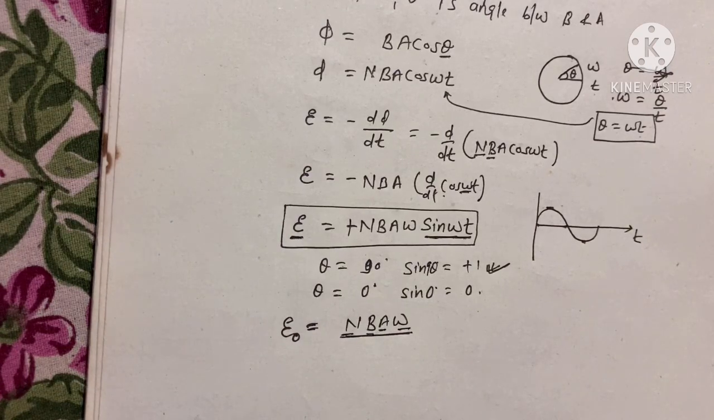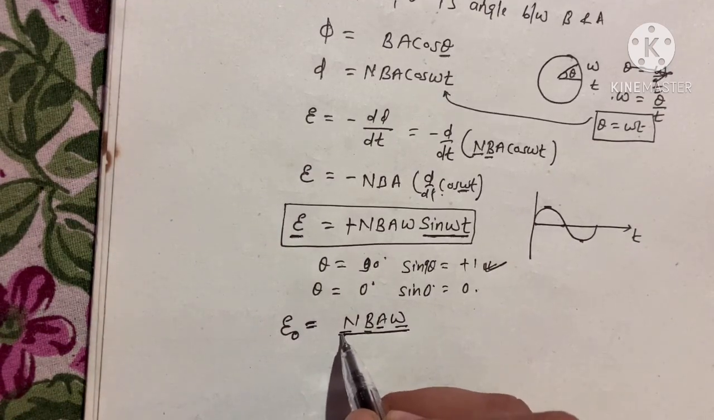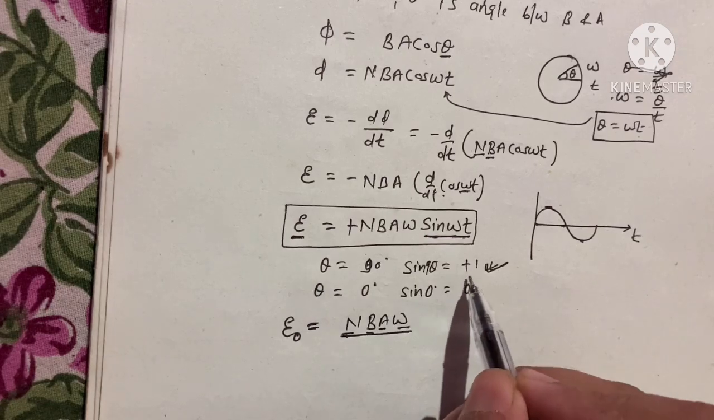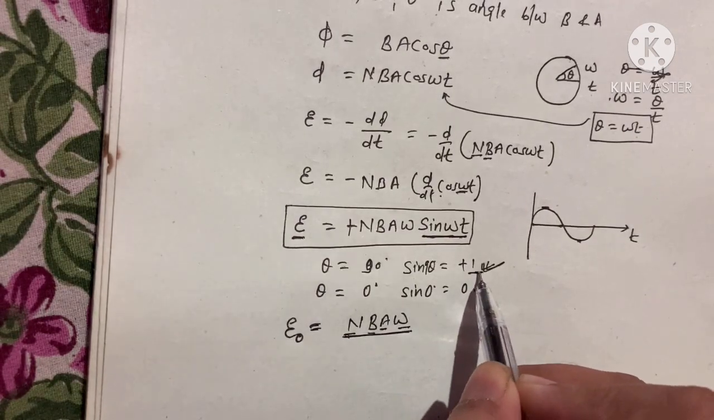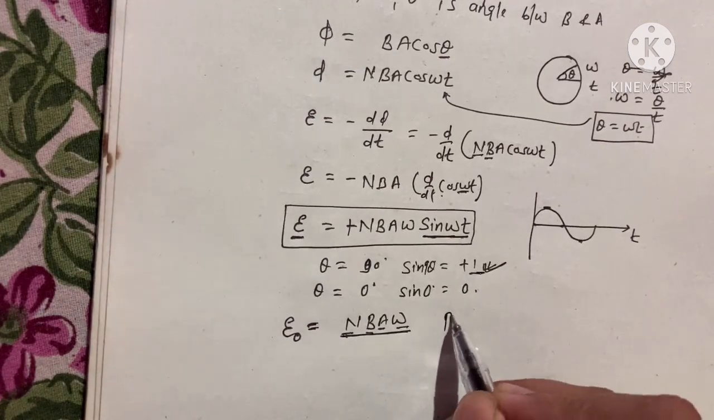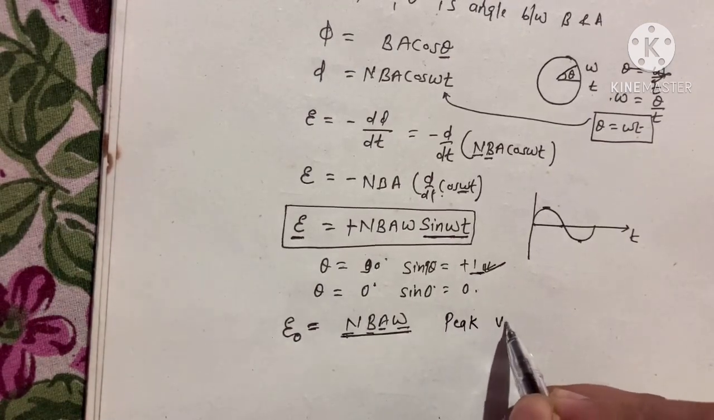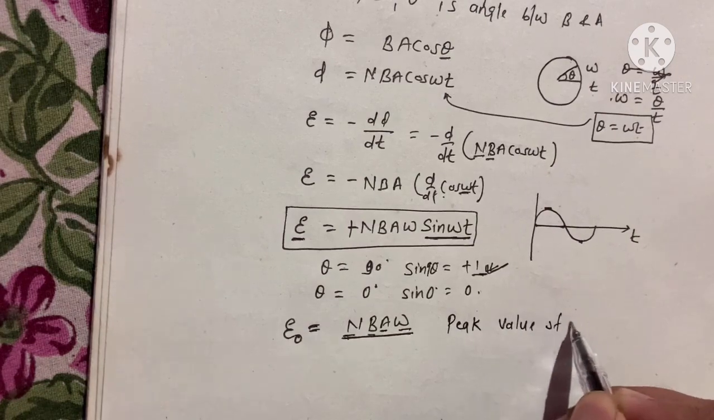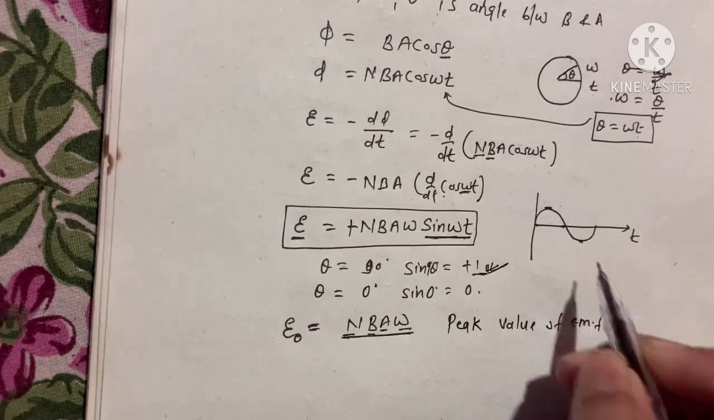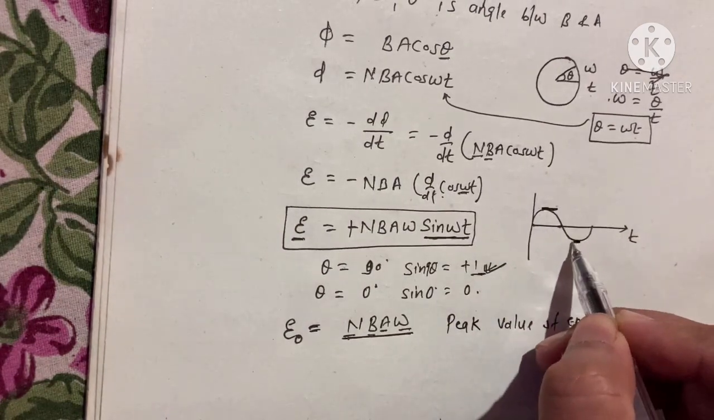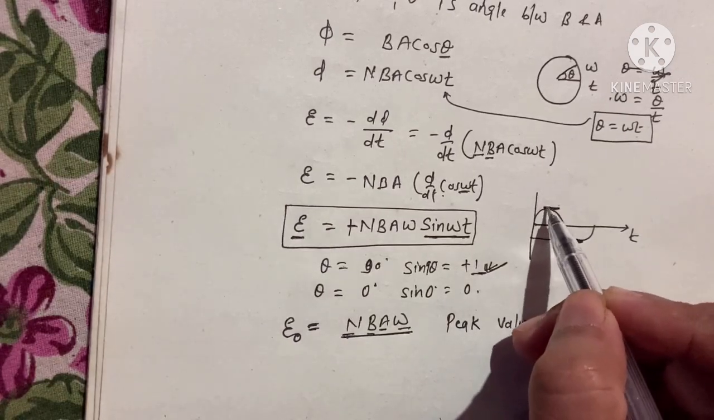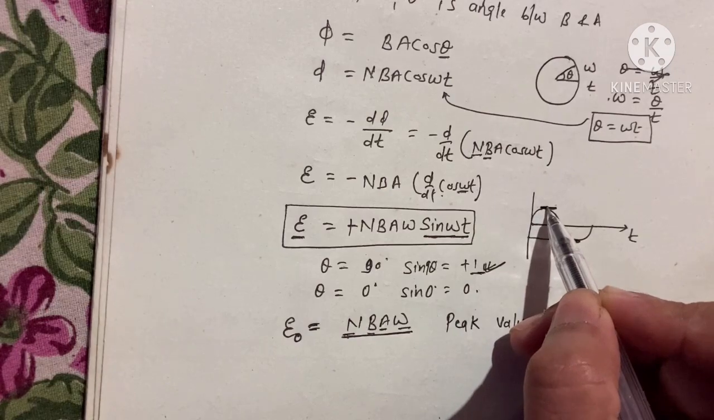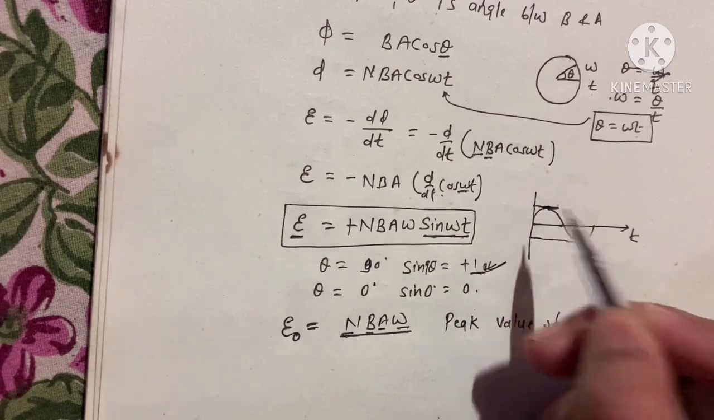So these are the terms, and this will give you the maximum when sine theta becomes 90 degrees. So we will call it the peak value of EMF. See, this is the peak value here. It will be reversed, but it will be maximum in the reverse direction, and this is also a peak value. Because it is at the peak, here you will get the maximum value.